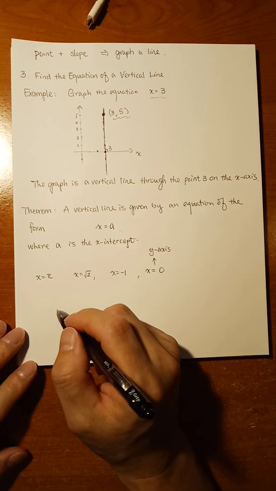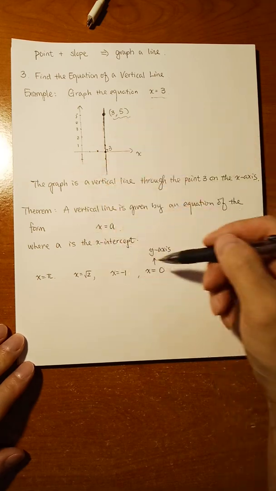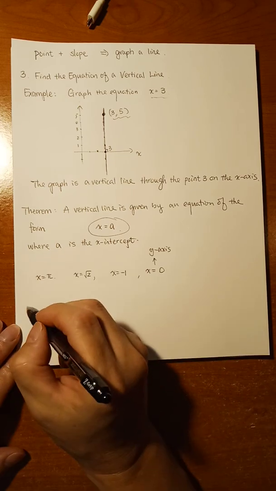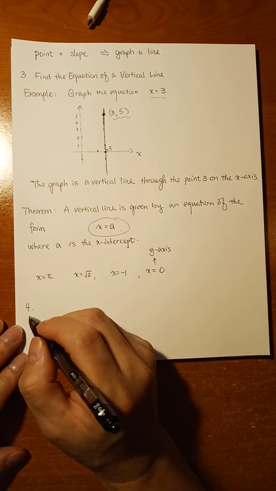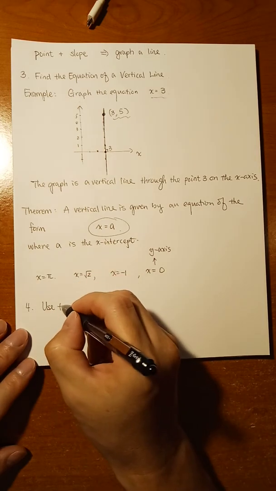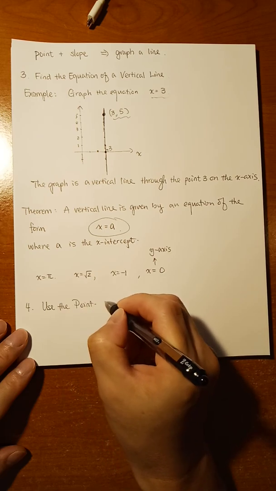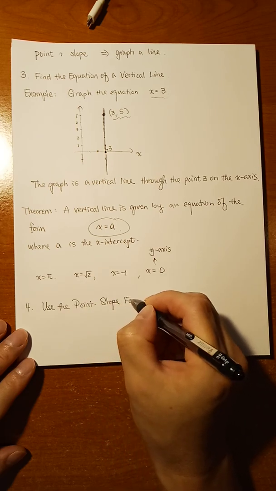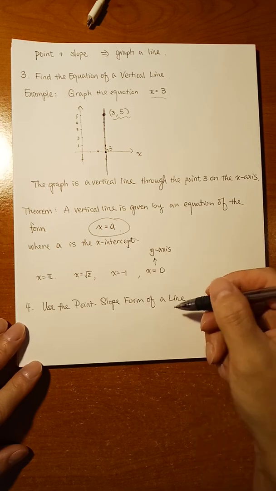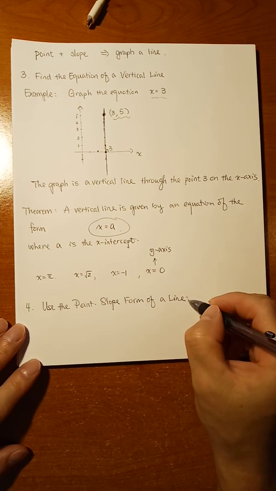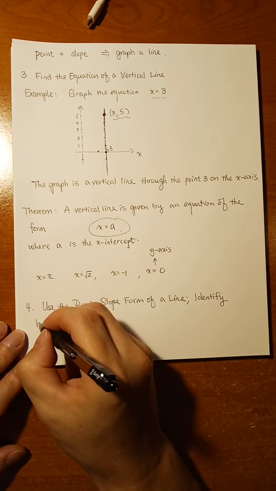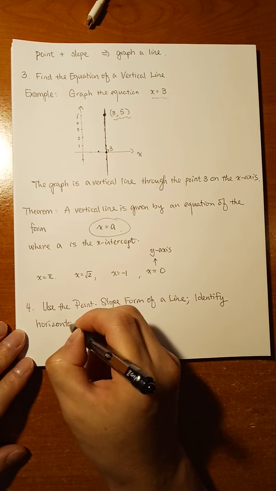All right, so that's part 3. In part 3, we just understand this equation. Now let's move to part 4. Part 4 says use the point slope form of a line. Identify horizontal lines. This is vertical, and now we identify horizontal lines.